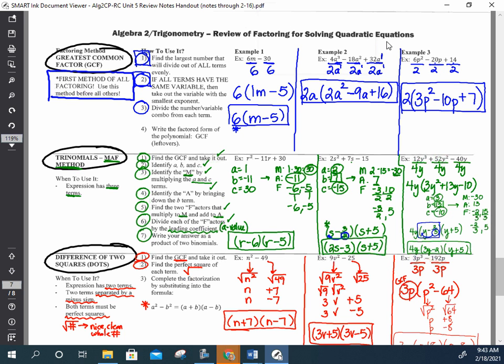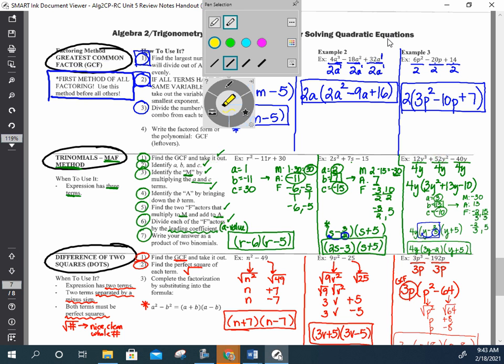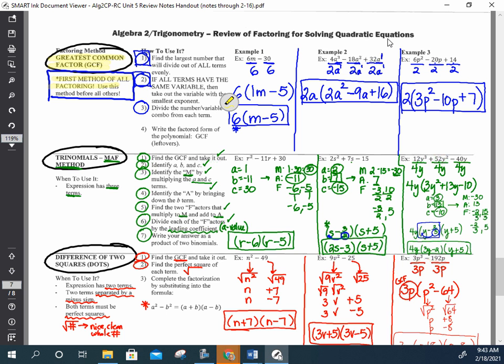All right, so just to recap, on Tuesday we went through the three main types of factoring: greatest common factor, MAF, and difference of two squares. Greatest common factor is your first method of factoring. So before you do anything else, you use greatest common factor. Take out whatever the greatest common factor is, if there is one.